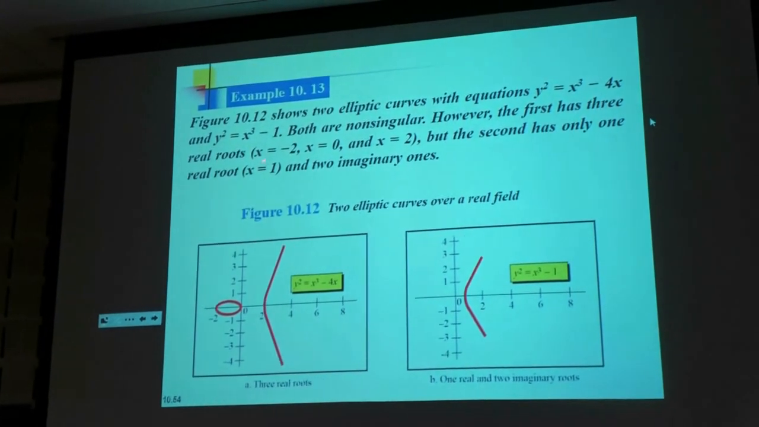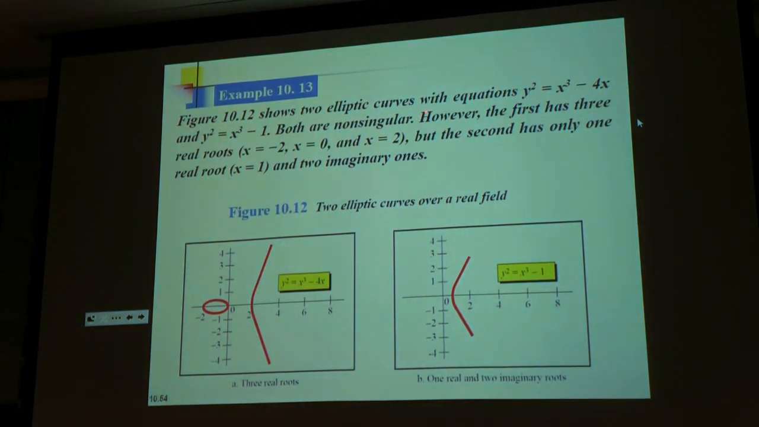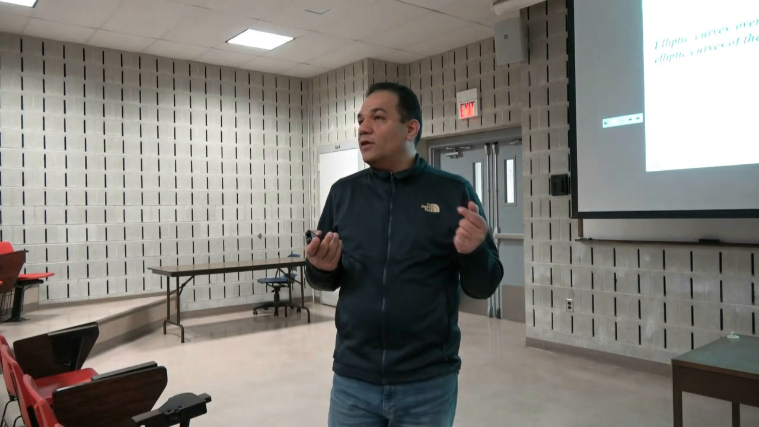So when you look in here, figures 10 and 12 show two elliptic curves with equations y squared equals x cubed minus 4x, and y squared equals x cubed minus 1. When you substitute x and y, it will give you this figure, right? Both are non-singular. What is non-singular? That means it gives you three different solutions. Why three? Because with a square equation, how many solutions do you have? Two. Cubic, three. So non-singular gives you three different solutions.